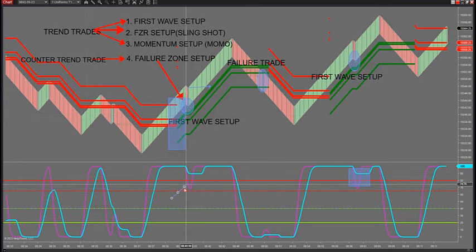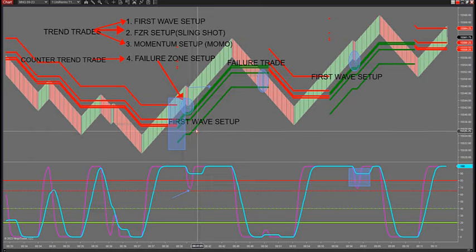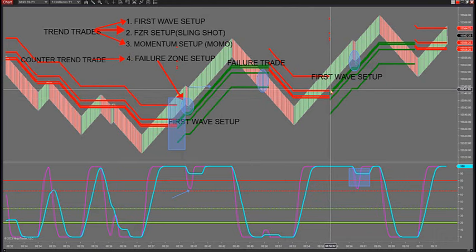When we get pulled in here, I want my smaller signal line to stay above 65. If it does that, I've got a perfect setup. That's a perfect wave setup. Look over here, the same thing happened. We get red to green, trend change. I'm looking to pull into the market on my first setup, first wave setup.